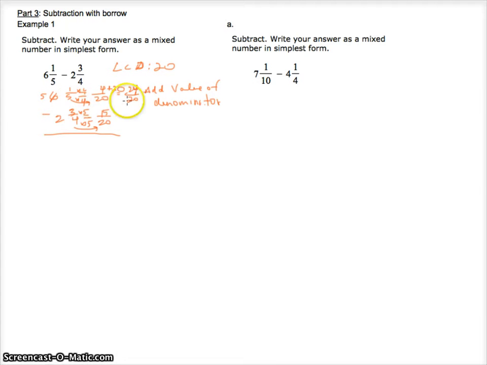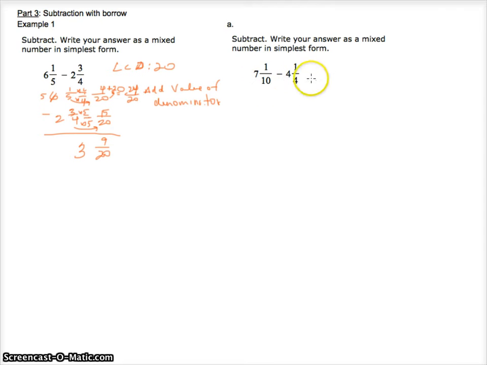So when I borrow, I take the value of the denominator and add it to the numerator. So now I can do 24 minus 15, which is 9 over 20. And 5 minus 2 is 3. Let's look at another problem.